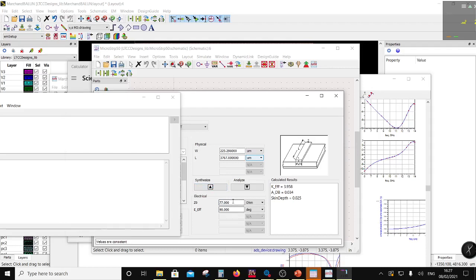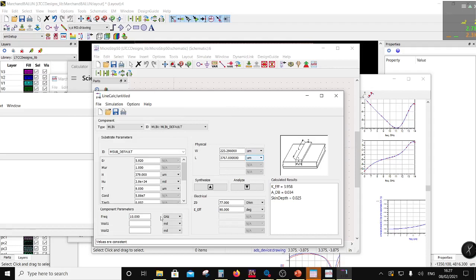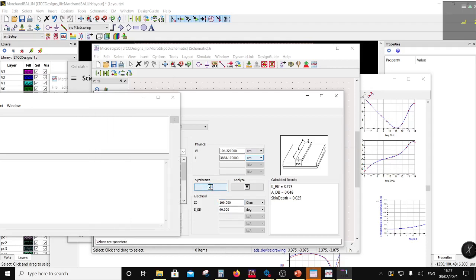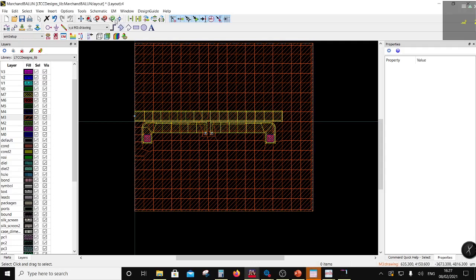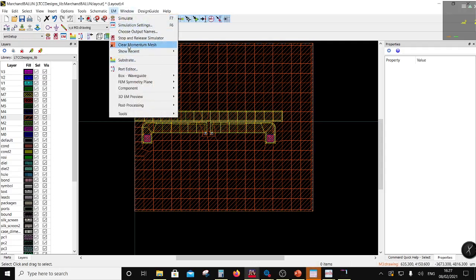Huh? Doesn't make sense. Just one second. This is 100 ohm line. This is 90 ohm line. 146. Okay, so let's take 146 roughly. Okay, and put another section of line which is lambda by 4.